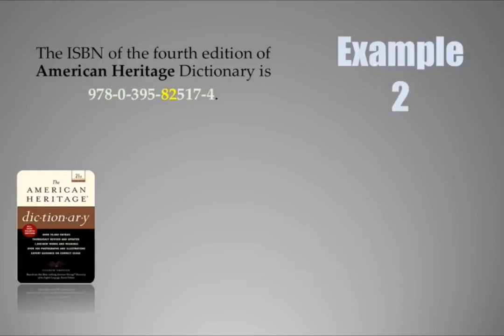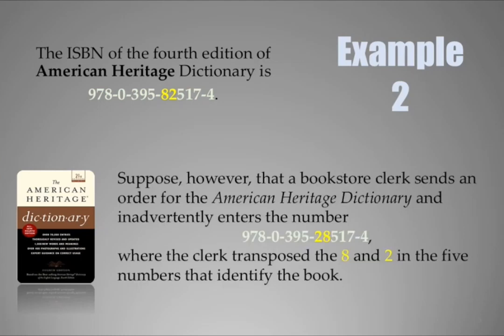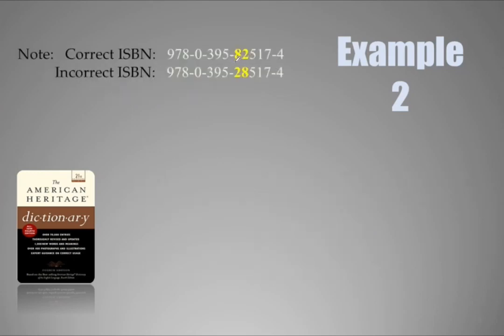Next, we have the 4th edition of the American Heritage Dictionary with ISBN 978-0-395-82517-4. Now, suppose that a bookstore clerk sends an order for the American Heritage Dictionary and inadvertently enters the number 978-0-395-28517-4, where the clerk transposed the 8 and 2 in the 5 numbers that identify the book. Note here that the correct ISBN has 8 and 2 as the 8th and 9th digits respectively, not 2 and 8.